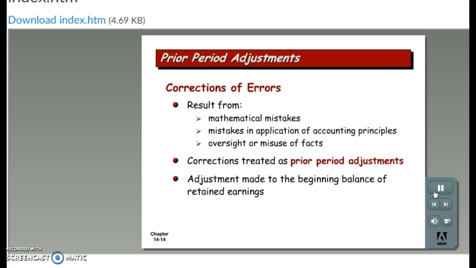A prior period adjustment results from an error made in a previous year, but not discovered until the year has passed. The error may be the result of a mathematical mistake, incorrect application of accounting principles, or other oversight. The corrections are treated as prior period adjustments, and the adjustment is made to the beginning balance of retained earnings. Current year net income will not reflect the correction.